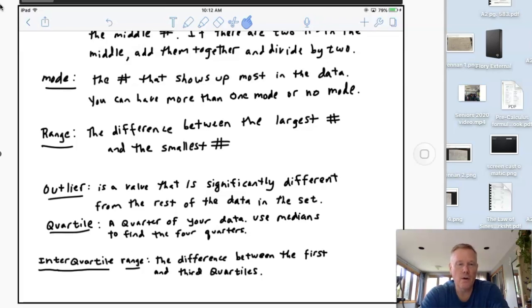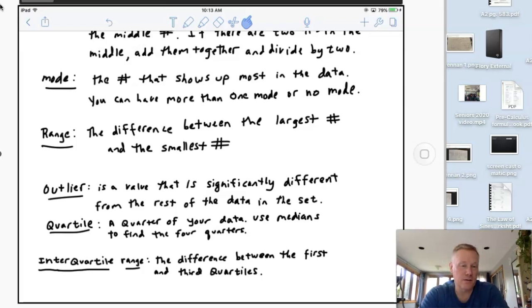Okay. Quartile, a quarter of your data. Use medians to find the four quarters. Break up your data into four parts. Find the median and then the median of the median. Anyway, I'll show you how to do that.